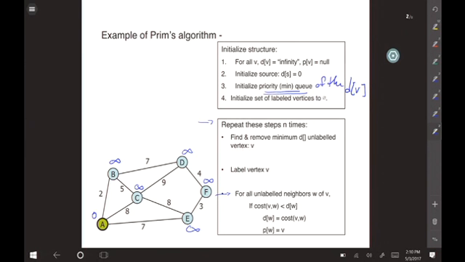Okay, so I'm going to make note of that. We're going to remove it from the structure. I'm going to label it by putting it sort of to the left of a fancy line. You would be putting it in a set if you were writing code for this, but I'm going to put it to the left of a fancy line. And then we do the update step.